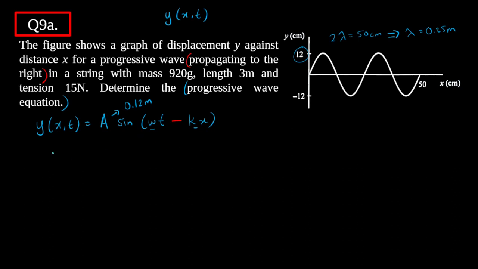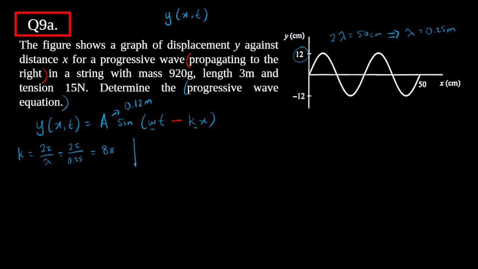And that means we can calculate our value for the wave number. The wave number is simply 2 pi over lambda, and that is going to be 2 pi over 0.25, which is simply 8 pi. So that's fairly direct. The second part, where we have to look for omega, is a little bit longer.